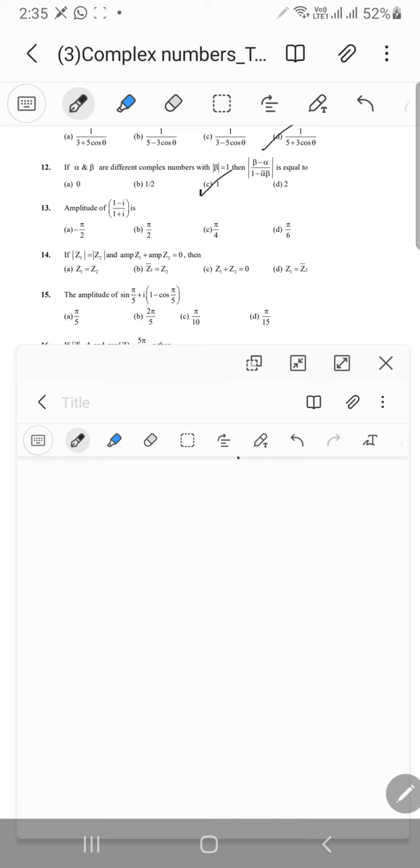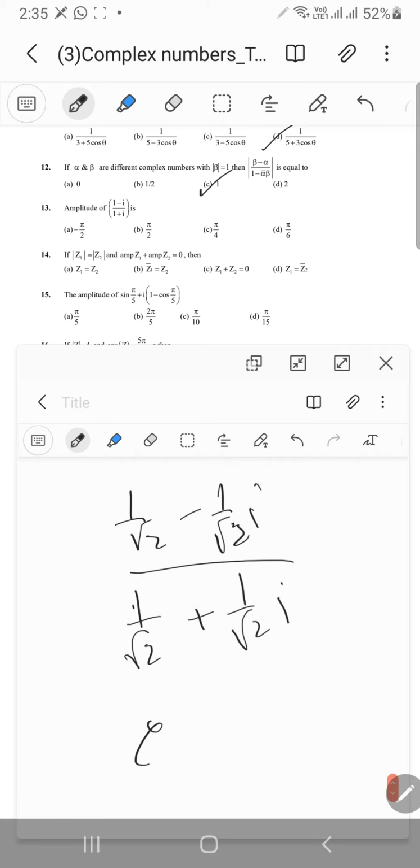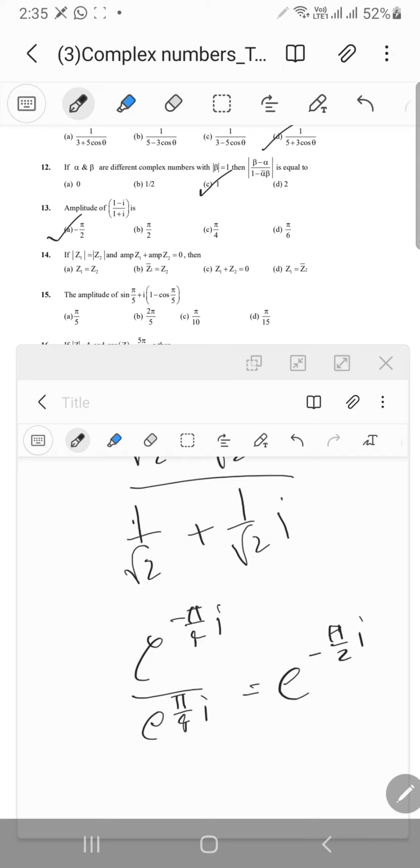Well, 1 upon square root 2 minus 1 upon square root 2 iota upon 1 upon square root 2 plus 1 upon square root 2 iota. This thing is just, well, it's a cosine of pi by 4, and no, it should be cosine of minus pi by 4. That will suit better. So minus pi by 4 I, right? So minus pi by 2. Nice.